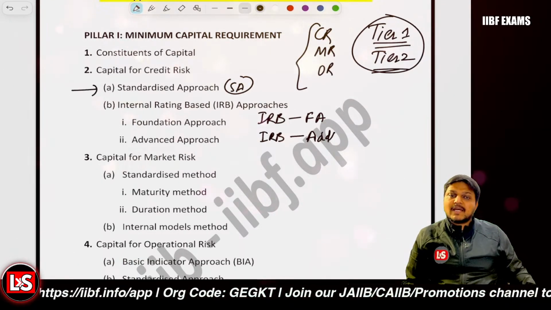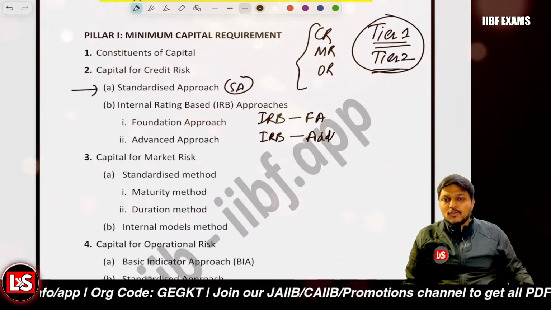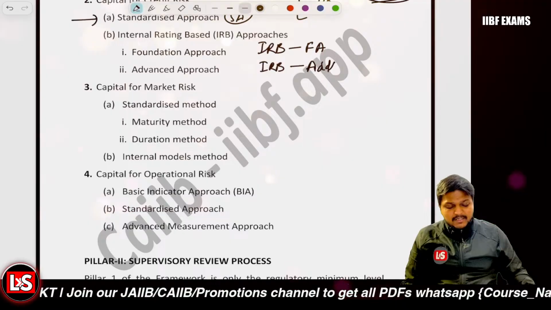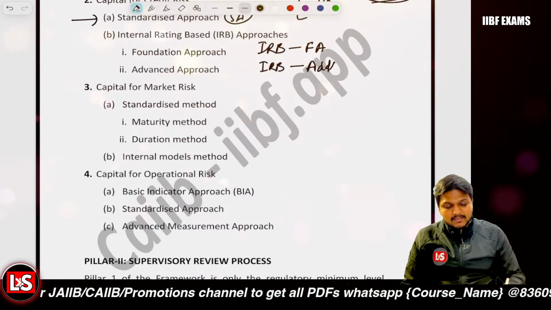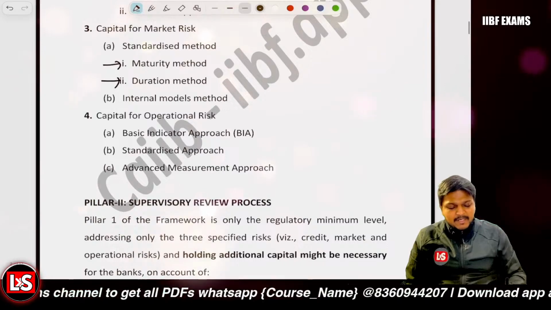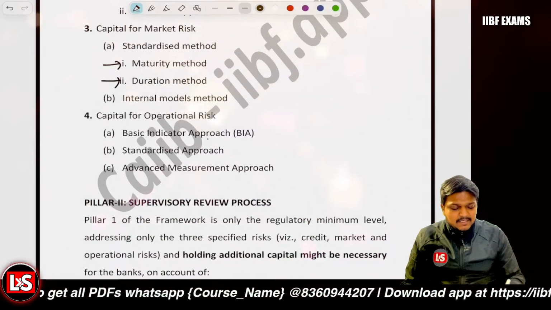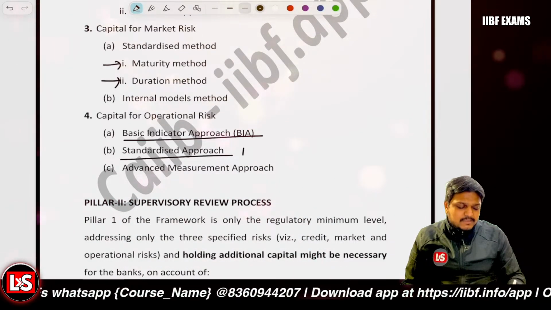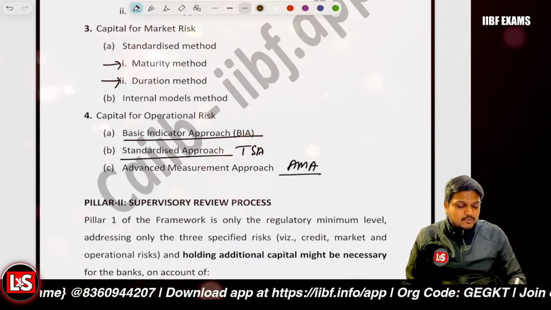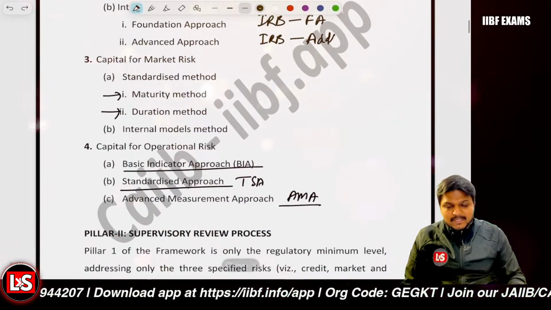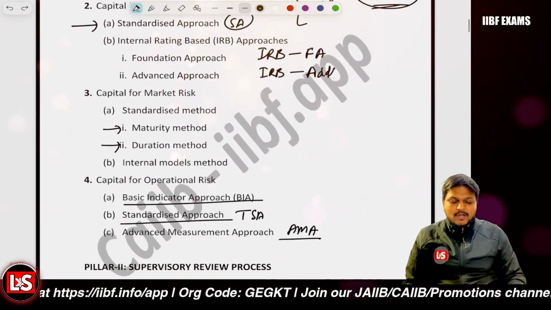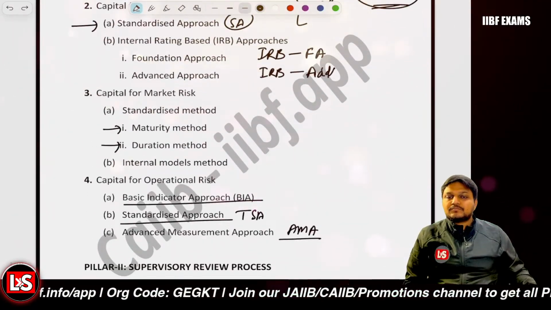These are the IRB approaches. And for the market risk, we again have the standardized method and the internal model method: standardized approach, maturity method, standardized approach, duration method. And for the operational risk, we have the basic indicator approach, the standardized approach, which we call TSA, and the AMA, that is, the advanced measurement approach. These are the different approaches we have under the minimum capital requirement, right?